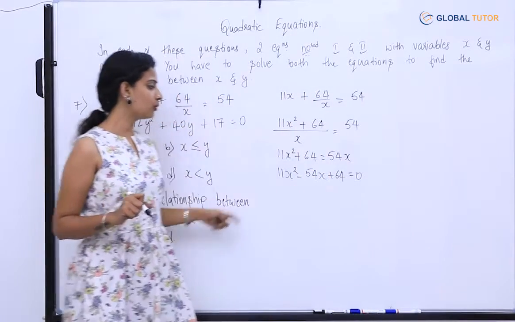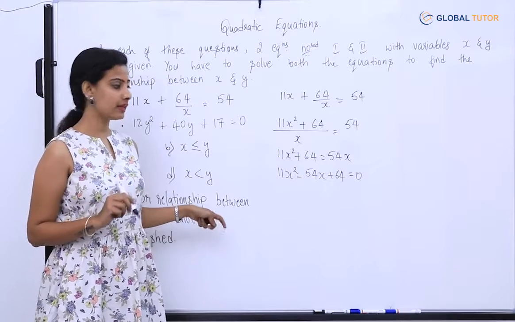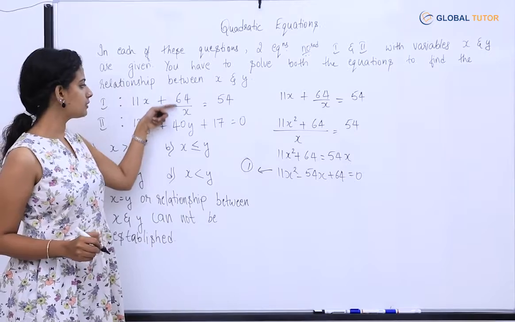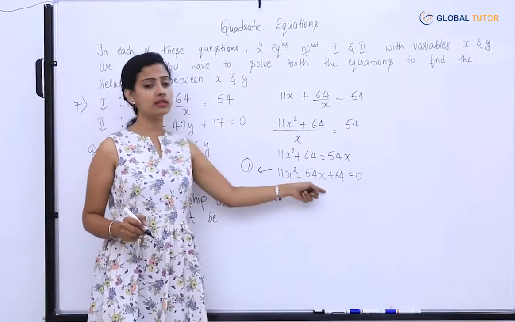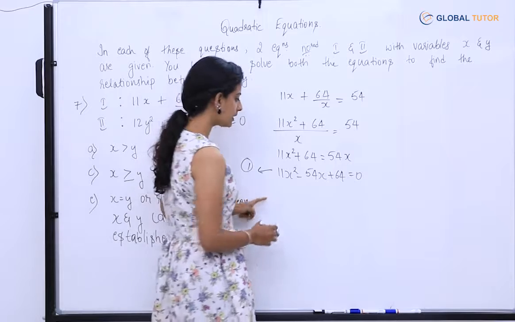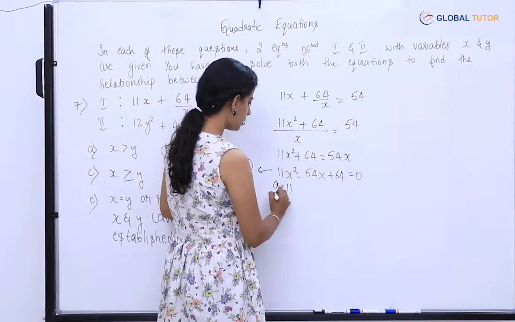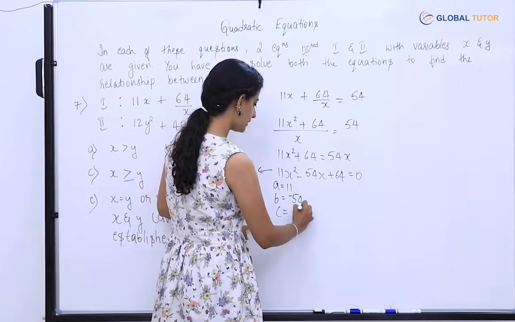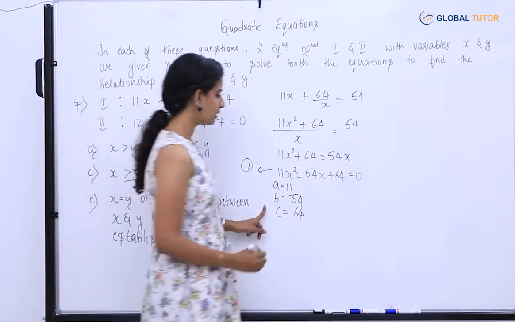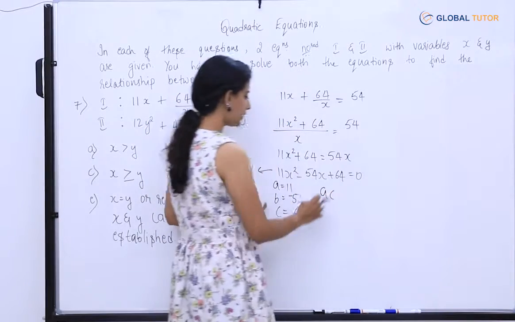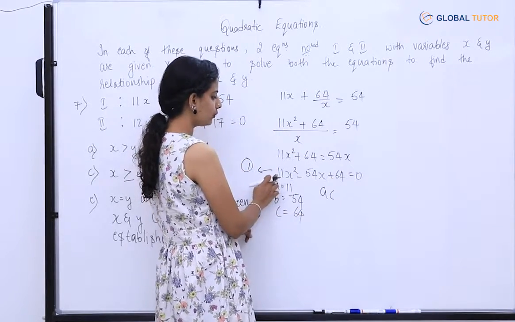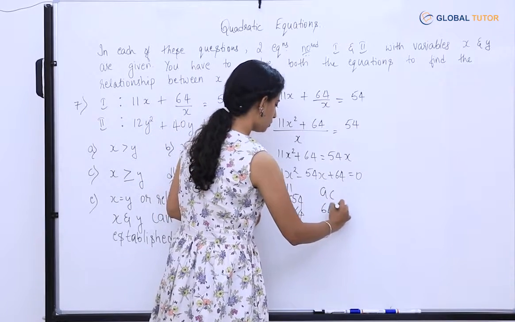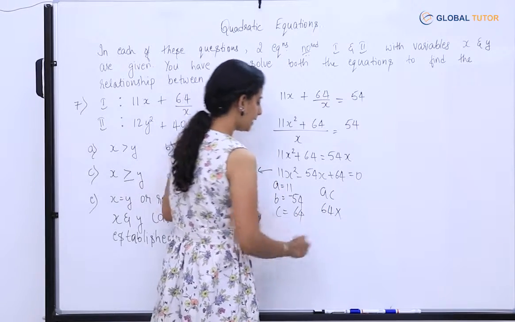Now this is in the form of quadratic equation ax square plus bx plus c. This is the same equation which we wrote as 11x plus 64 by x is equal to 54, in this form. Now because this is a quadratic equation, a is equal to 11, b is equal to minus 54 and c is equal to 64. Now first we have to find out AC, which means multiply the constant with the coefficient of x square. So constant here is 64 into coefficient of x square is 11.